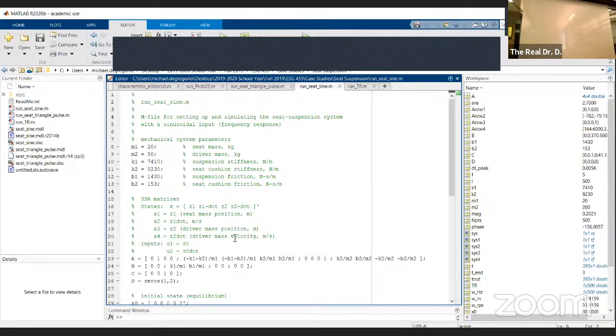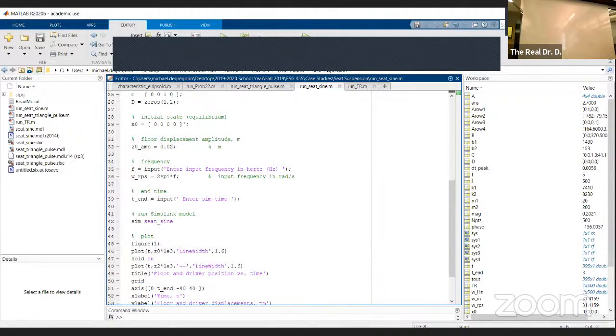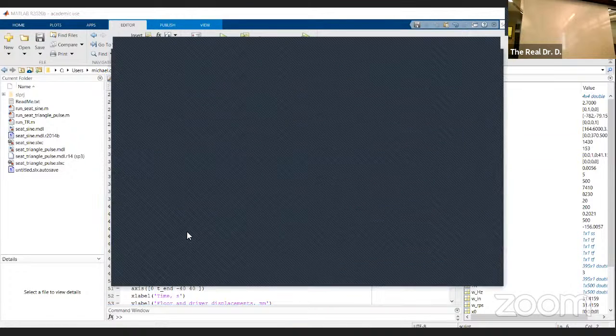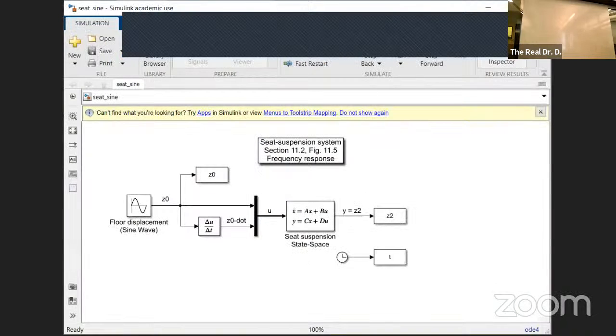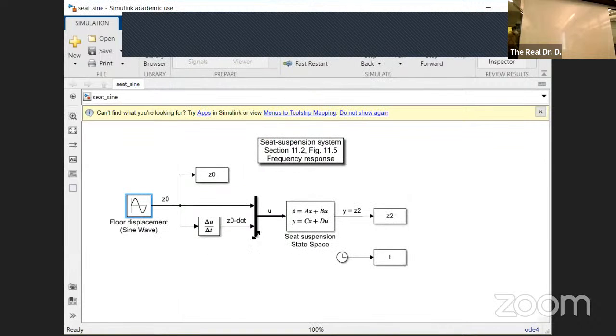So, I mean, the first part of this is exactly the same, right? It's the same model that we're using. The only thing that's different is the Simulink model that we're using, right? So that was triangle pulse. We've got seat sine. Right, and so this one's a lot simpler, right? We have a sine wave, we put it in. What's coming out of that? That's my position, right? My position is going to be 20 millimeters amplitude. I believe that's what I put in. We take the derivative to get the velocity, we mux it, put it into our state space, and then we take that out to our workspace, and we're going to get a plot.